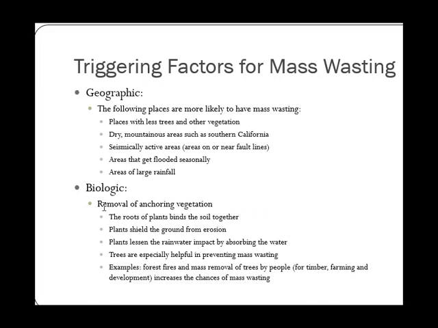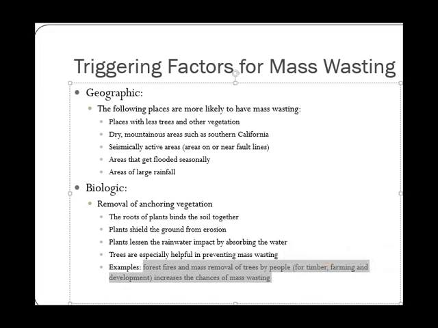Biologic, of course, is when you remove anchoring vegetation. Roots and plants stop or prevent mass wasting. Plants shield the ground from erosion. They lessen the rainwater because the plants absorb the water, and so therefore there's less water to make the ground slick, less water to make the soil heavy and slick because the plants are absorbing it. And so these are especially helpful in preventing mass wasting. And forest fires and mass removal of trees increase mass wasting.